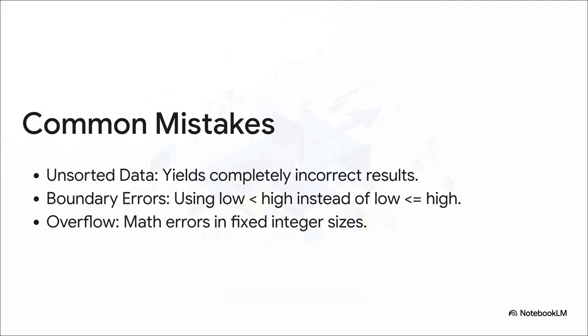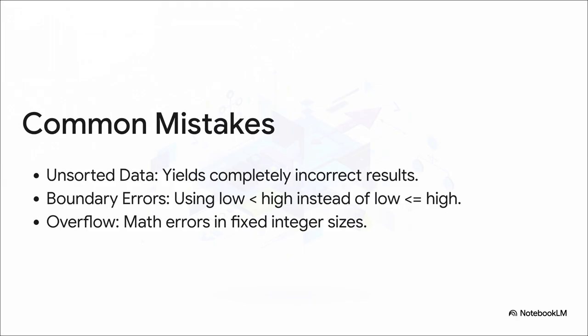Okay, but before you run off and start writing code, we do need to talk about the algorithm's kryptonite. Here are the common beginner traps you absolutely need to avoid. We already mentioned the first one, unsorted data. Using binary search on an unsorted array won't just be slow, it will yield completely incorrect results. Next up is boundary errors. This is the classic off-by-1 mistake. If your loop condition says keep searching while low is strictly less than high, instead of less than or equal to high, you might accidentally skip your target entirely if it happens to be the very last item you're checking.